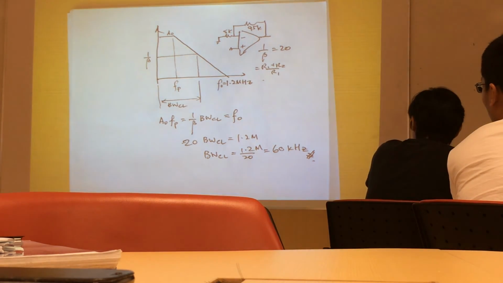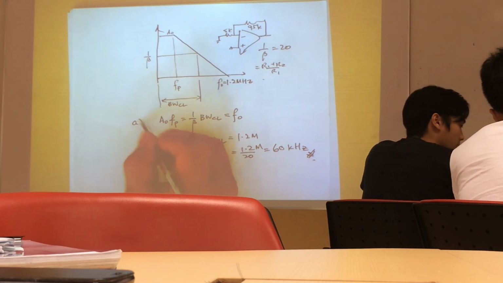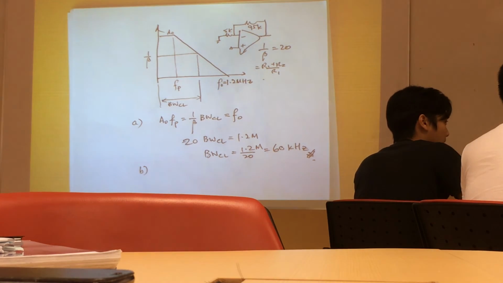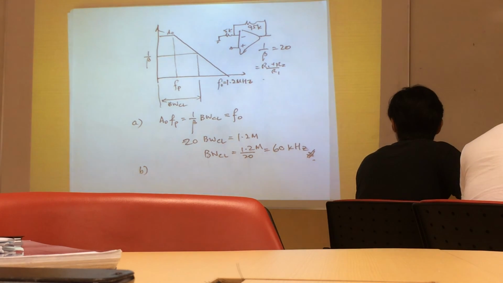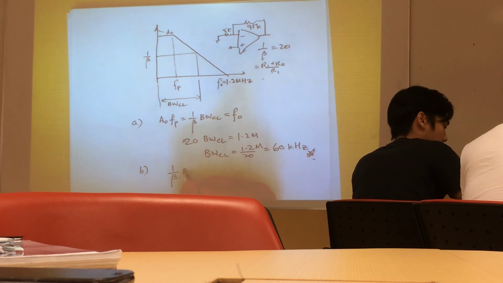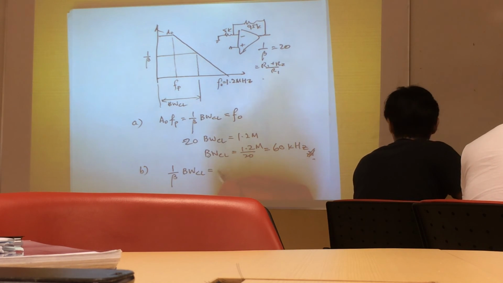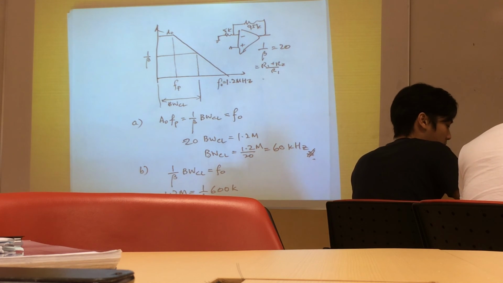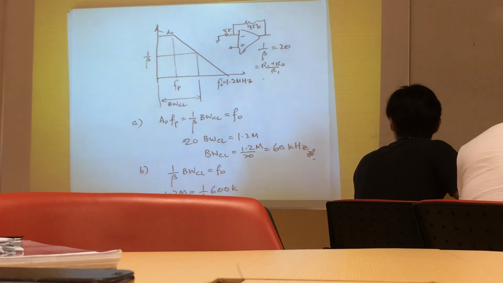Then we look at part B. So this is part A. In part B, we want to find out the closed loop gain when the bandwidth is now at 600K. So we now have a bandwidth of 600K. We don't know this gain now, but we know this bandwidth, and everything still ends up to be F0. So 1.2 meg is equal to 1 over beta times the new bandwidth, which is 600K. So 1 over beta will be 1.2 meg over 600K, and this is 2.